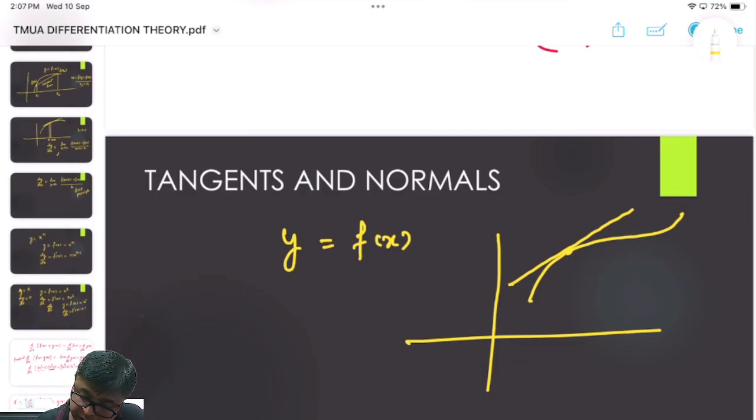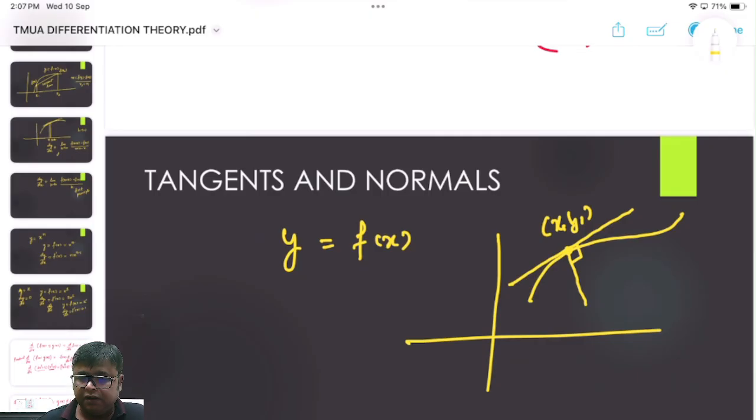Now, what is a normal? A normal is perpendicular to it. And suppose this point is (x1, y1). Now, mind you one thing, this (x1, y1) lies on all three: the tangent, the normal, and the curve. So it satisfies all three equations. This is very important for you to know, right? So it satisfies all three: tangent, normal, and curve.